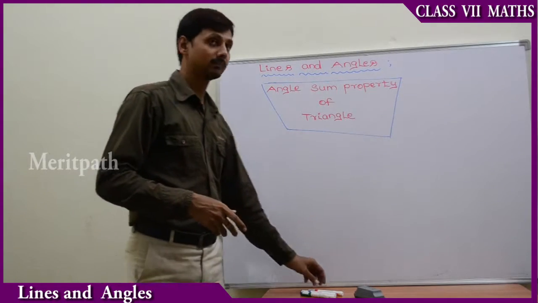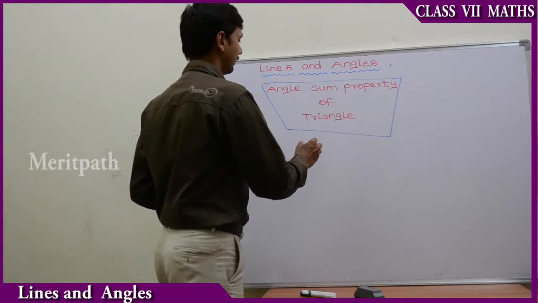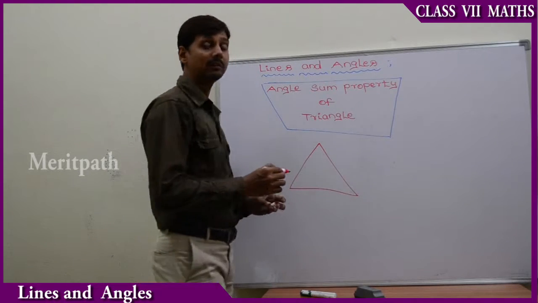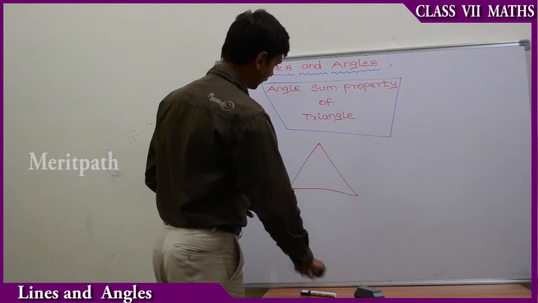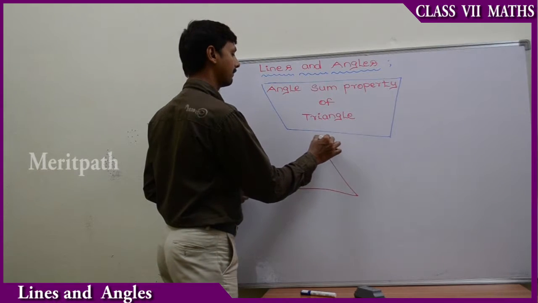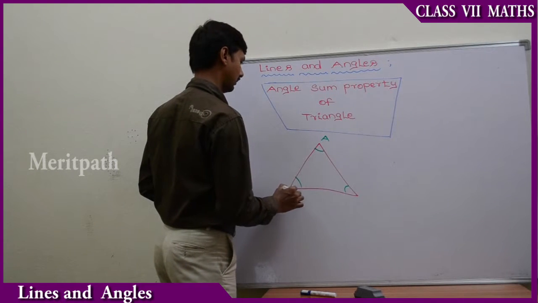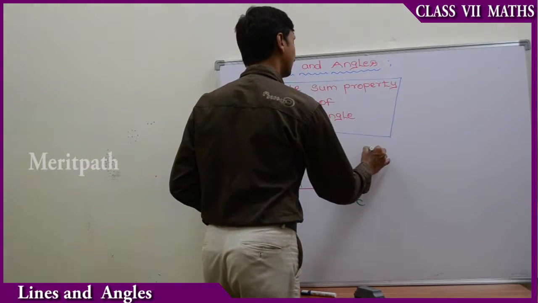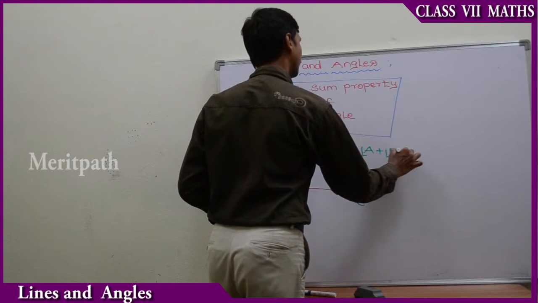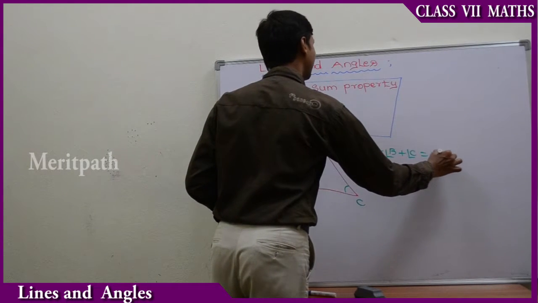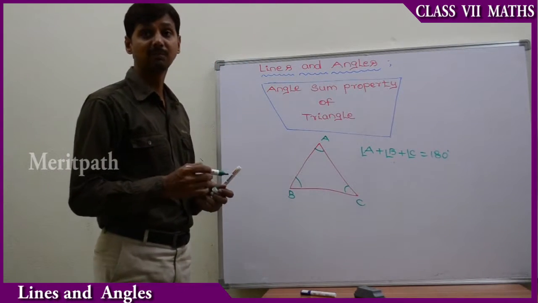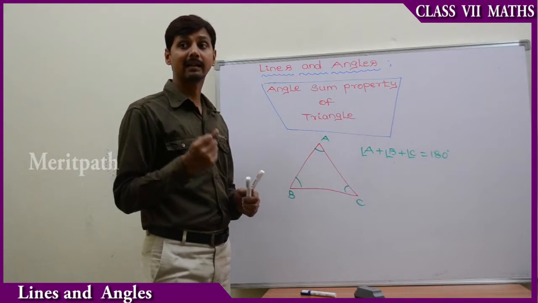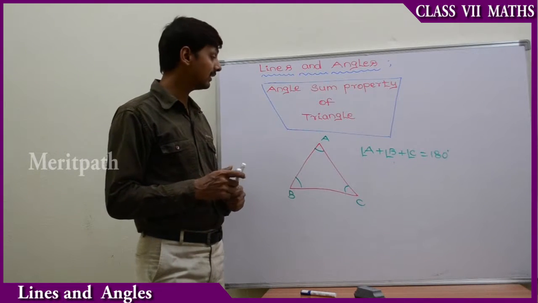Triangle. You take a triangle and all the three angles of the triangle. Then angle A plus angle B plus angle C, we get 180 degrees, as we have learned in previous classes. So the sum of the angles of a triangle is 180 degrees.